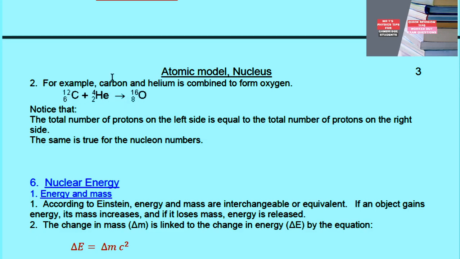So this is always the case. Make sure that the nucleon numbers do balance, and also the proton number should always balance. The total number of protons on the left side is always equal to the total number of protons on the right side. The same is true for the nucleon numbers because of the law of conservation of energy and charge.